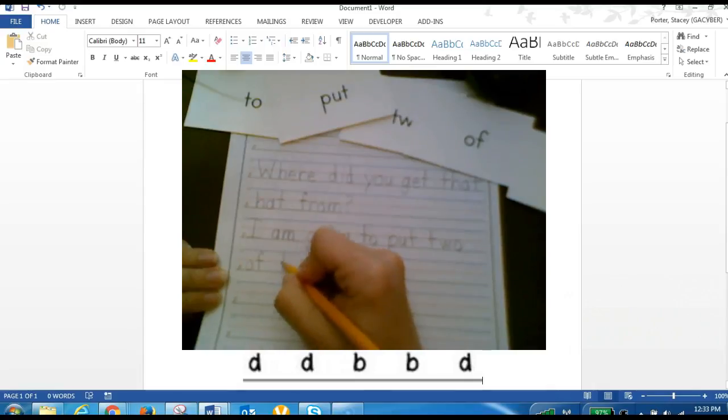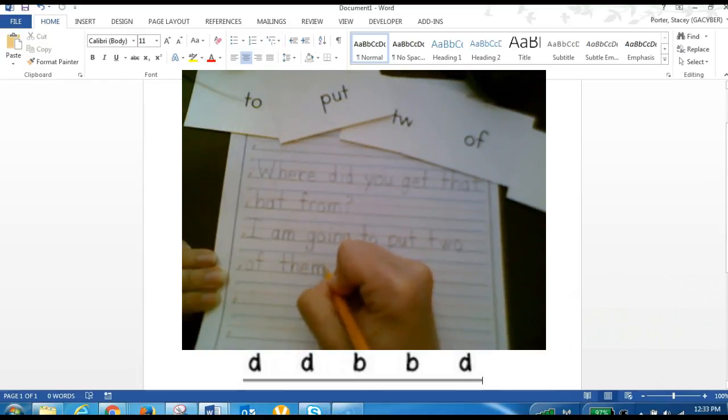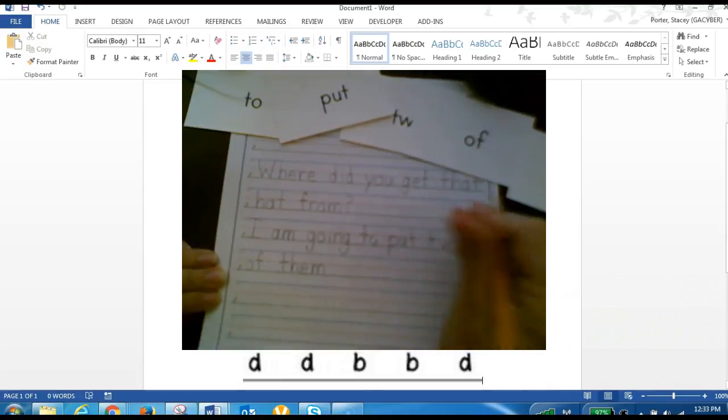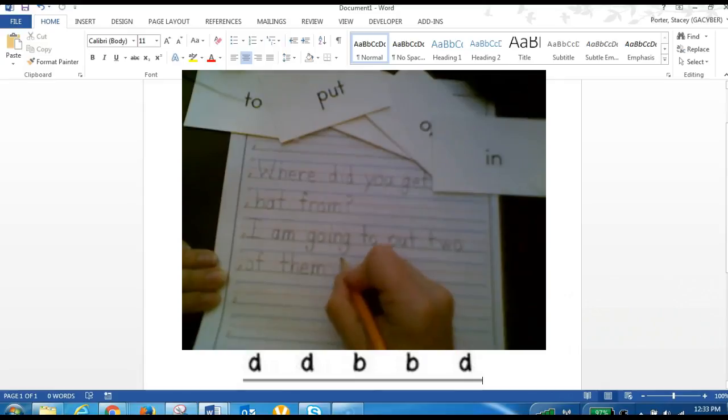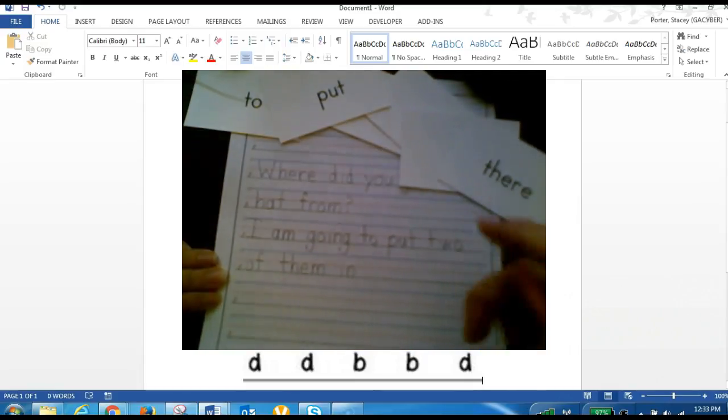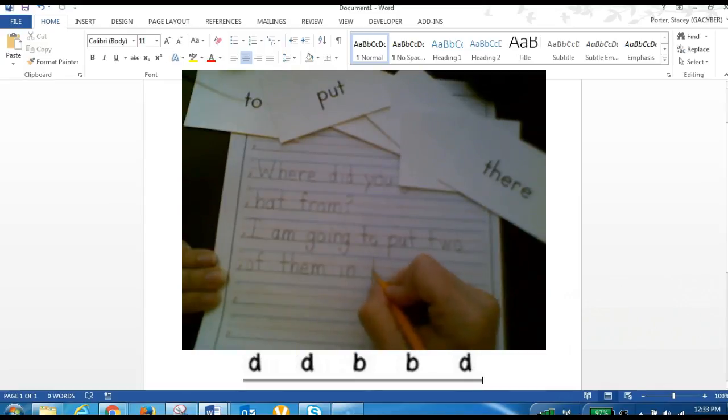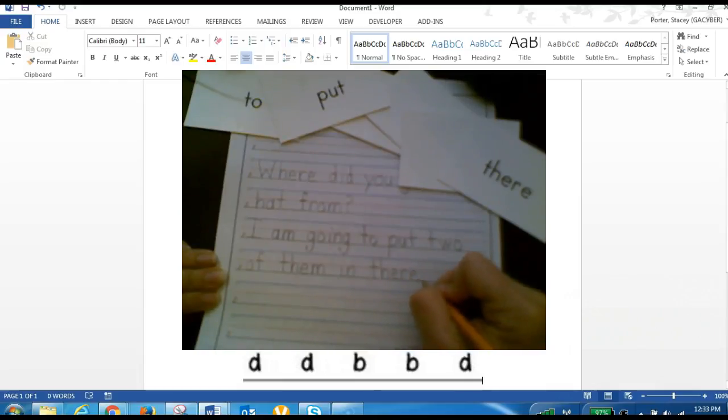That's a TH. Them, E, them. 2 of them in there. Period.